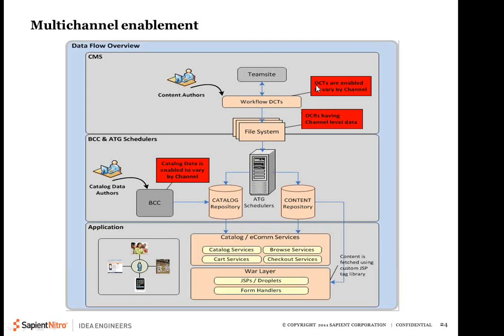And again, the content authors make sure that the DCT data, the content capture templates, are enabled to vary by channel, and this has the channel level data. So when it flows to the system, it will have the channel variations in the catalog repository and in the content repository.